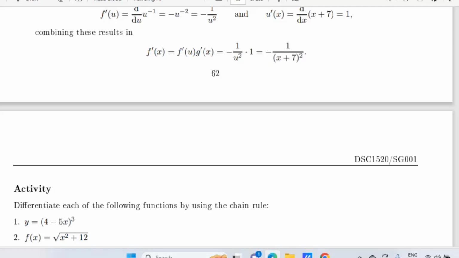But wait, sir, before we do that, just a question. The chain rule has the inner function and the outer function, right? Yes. So in the first sum, the inner function will be that 4 minus 5x, and the outer function will be y equals u to the power of 3. Yes. Okay, so I'm understanding.